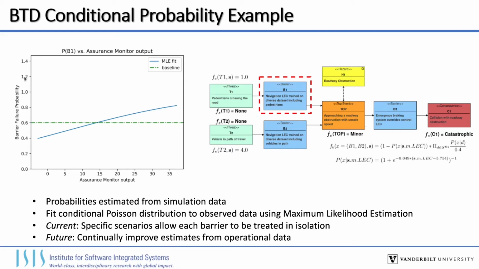Now, the y-axis here shows the probability of the barrier failing, so higher numbers are bad. Similarly, the assurance monitor provides kind of an inverse confidence. So a low assurance monitor output indicates the LEC is performing well. So you can see when the confidence in the assurance monitor is low, indicating good, then our barrier failure probability is significantly lower. And as the assurance monitor output goes higher, that barrier failure probability also goes higher.